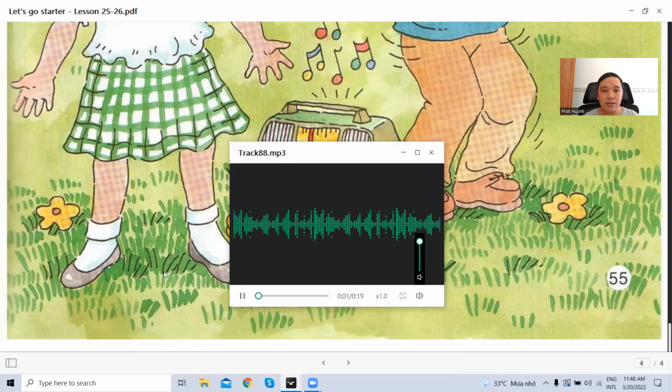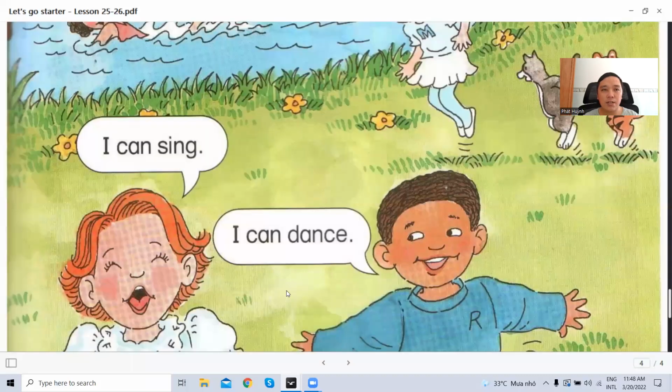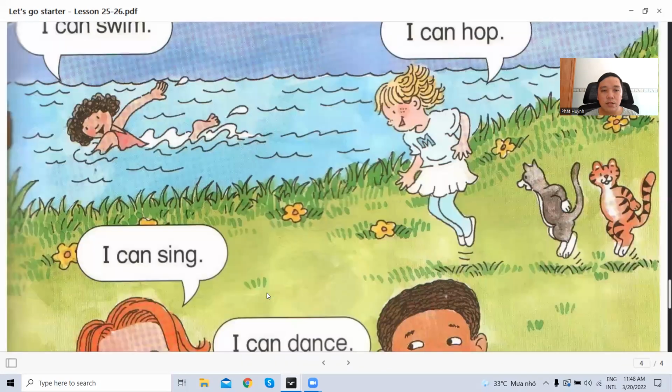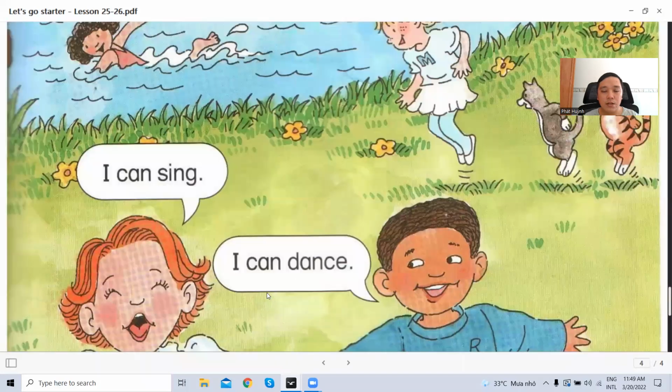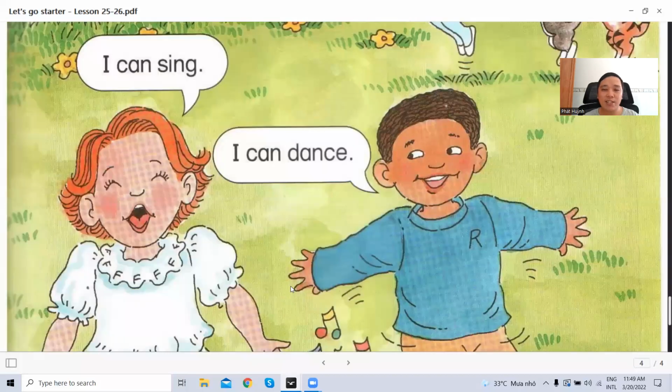Now, one more time. Lesson 26, page 55. I can swim. I can hop. I can sing. I can dance.